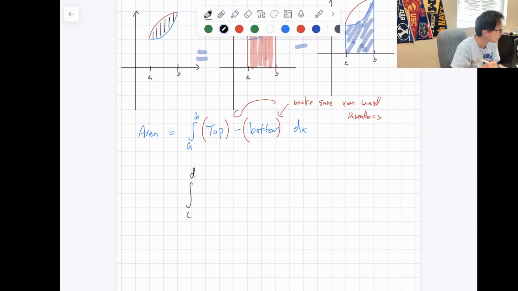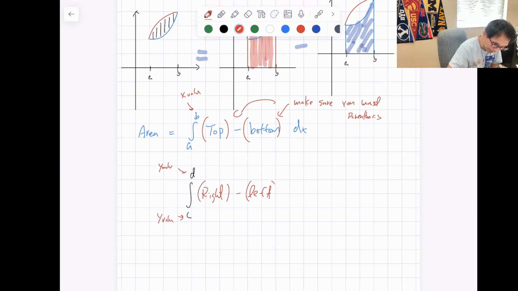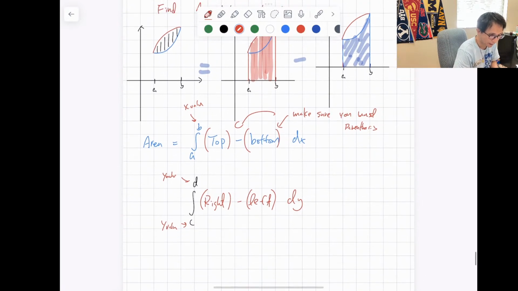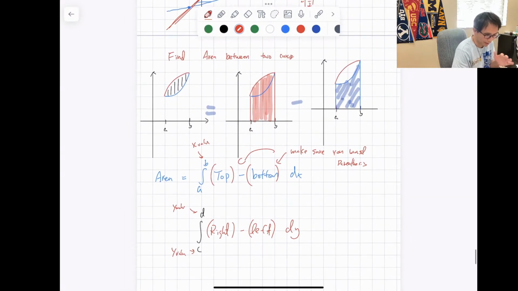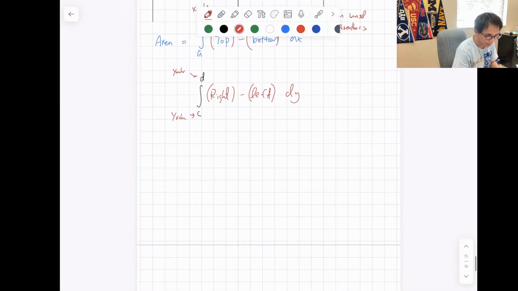It's C to D as the y values. So this is the x value, this is the x value, and this C to D is the y value, and this is the y value. And it's gonna be right minus left. Put a parenthesis around it, dy. Well, what is dy? We're gonna talk about it later, at the end. So basically, this lesson is either top minus bottom or right minus left, depending on what it's giving.